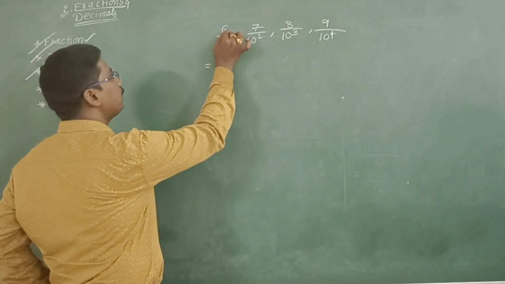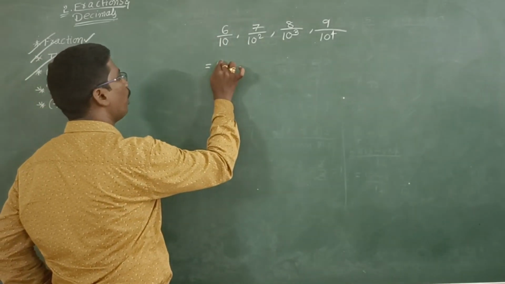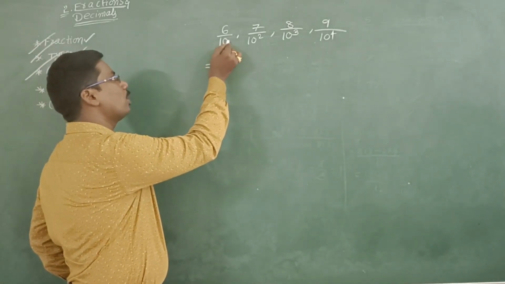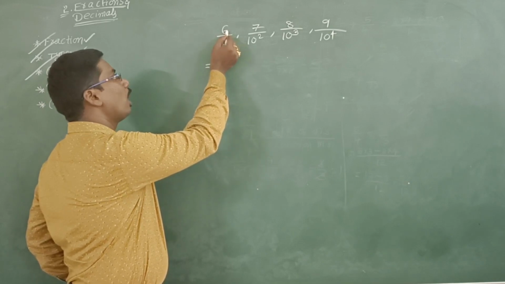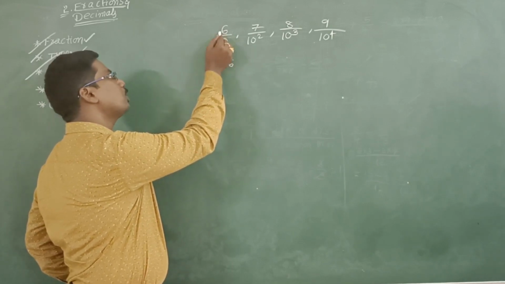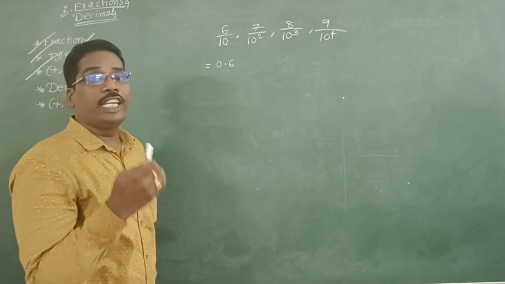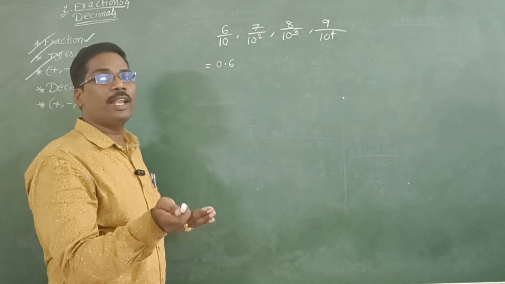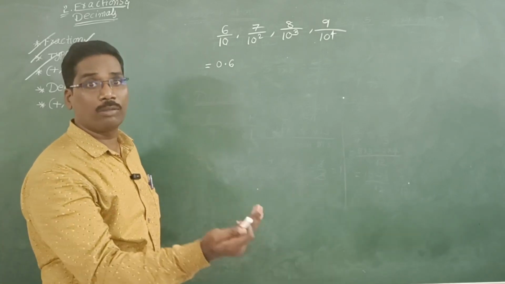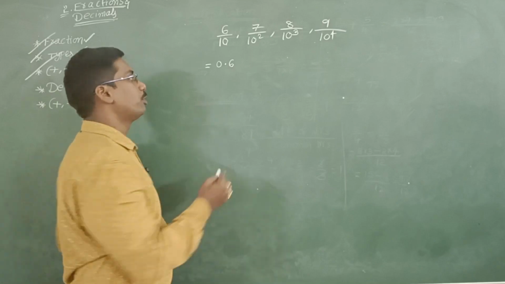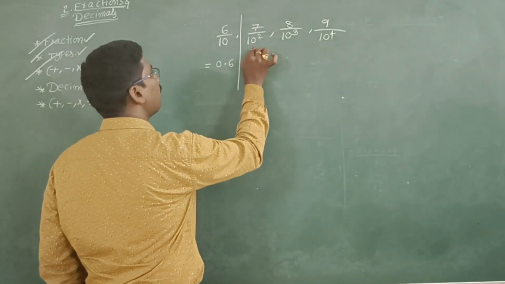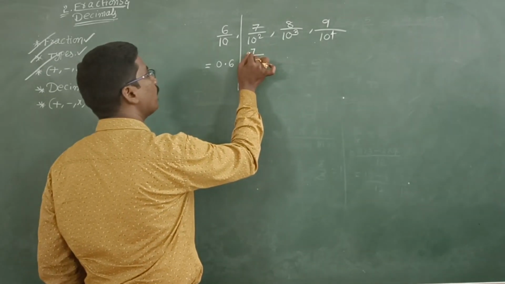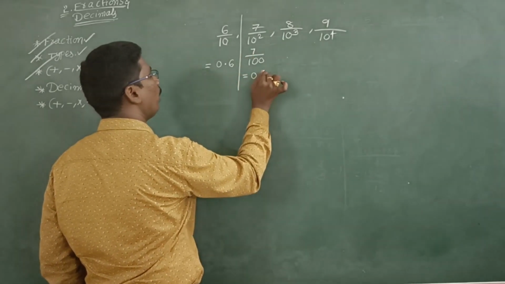How, sir? See here. 6 by 10 can be written as 0.6. If you want to remove the denominator 10, then after 6, after 1 place, you keep the point. In the denominator, after 1, however many zeros there are, that many places in the numerator you have to keep the point, from right to left. Next, this can be written as 7 by 100. Since there is nothing before 7, I will keep 0, so 0.07.